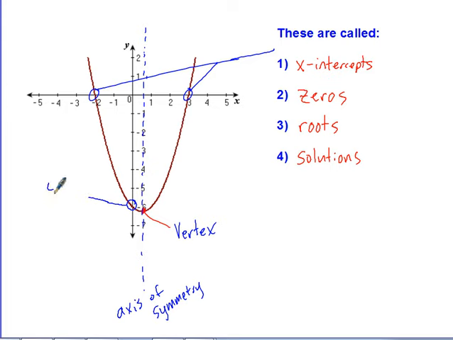It's the y-intercept. Okay? Parabola, all of these things are important. You should be able to tell me what are the x-intercepts, or the zeros, the roots, the solutions, or whatever? Where's the vertex? Where's the axis of symmetry? Where's the y-intercept? So these are the important parts of a quadratic equation. Are we good? All right.